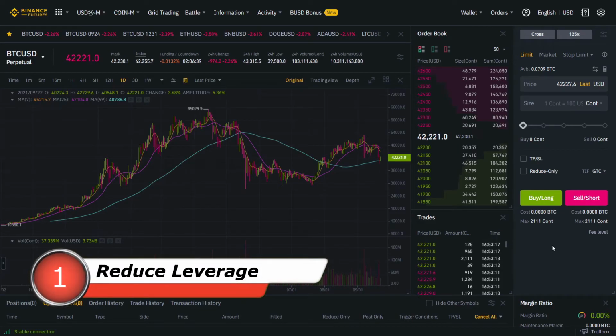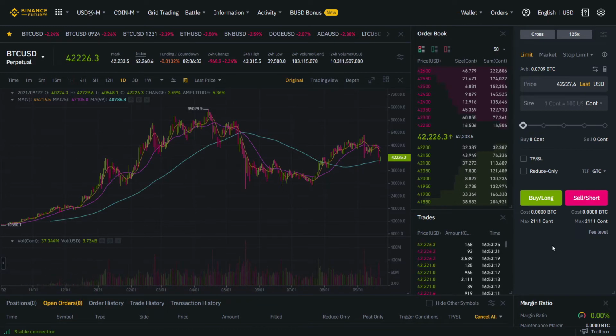Number 1, reduce your leverage. On Binance Futures, you can use up to 125x. Binance is probably not gonna like me saying this, but reduce that leverage.